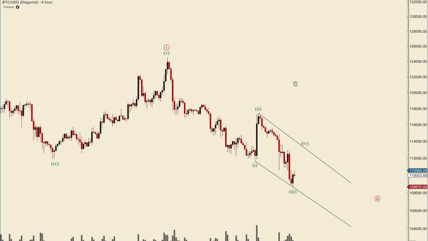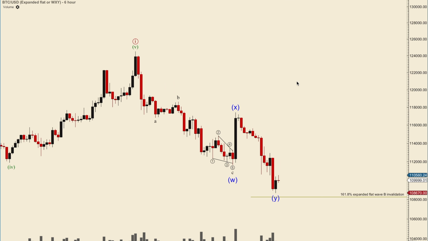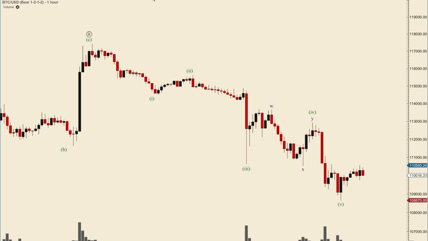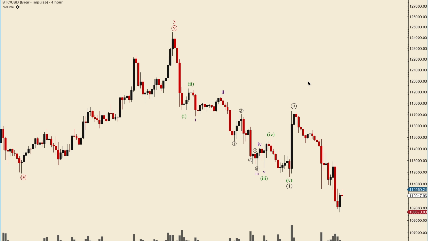So in a scenario like this, it's better to sit back, wait, and let the market show you the proper count, because if we are in a WXY, there are tons of possibilities. So we need to remove them one by one, and we do that by just chilling, sitting back, and letting the market show us the way, basically.